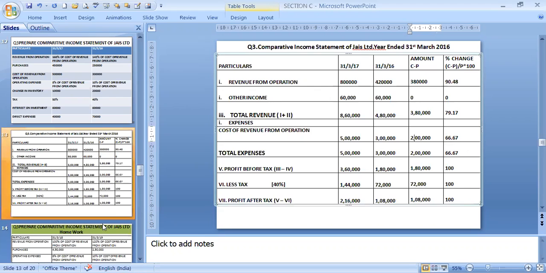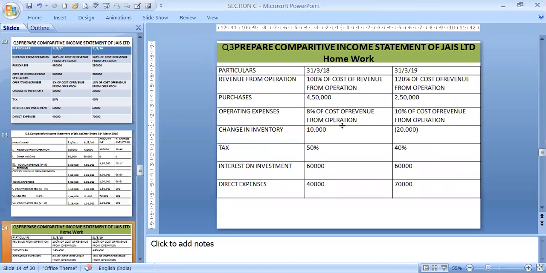So this is your sum, students, and this will be your homework. This sum is your homework. This one you will be doing as homework.